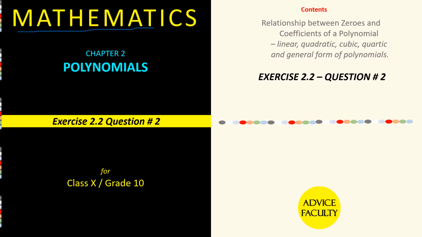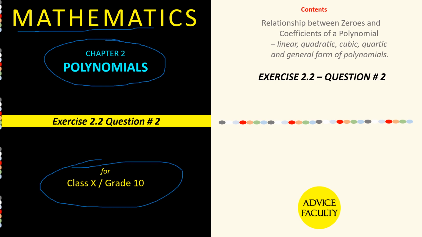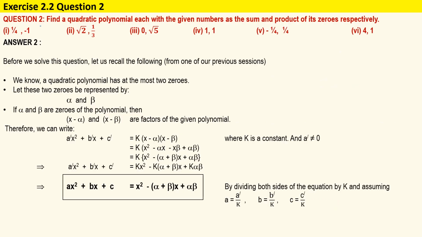Welcome to this session on Mathematics, Chapter 2 on Polynomials for Grade 10 or Class 10. We are doing exercise 2.2, question number 2. Question number 2 states, find a quadratic polynomial, each with the given numbers as the sum and product of its zeros respectively. Before we start solving this question, let's recall the following.